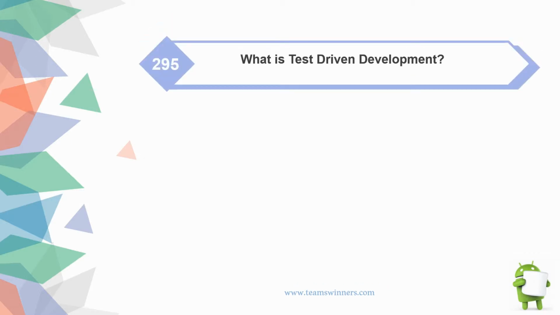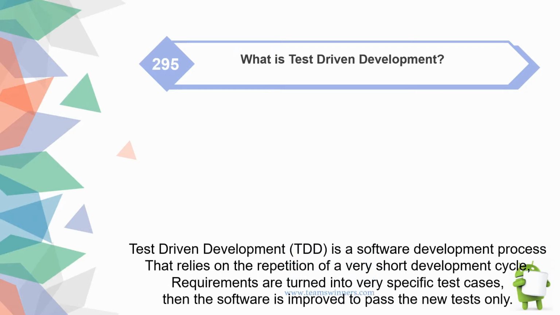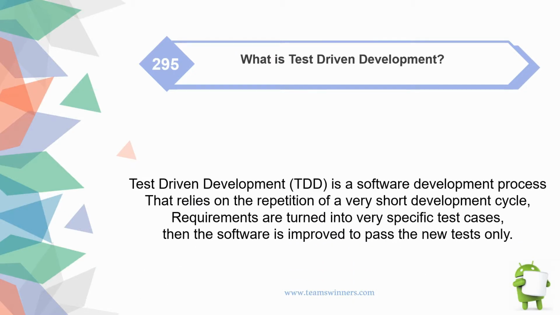What is test-driven development? Test-driven development, TDD, is a software development process that relies on the repetition of a very short development cycle. Requirements are turned into very specific test cases. Then the software is improved to pass the new test only. That means test before implementing.